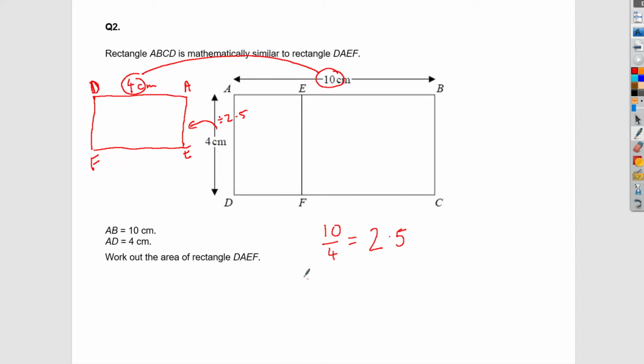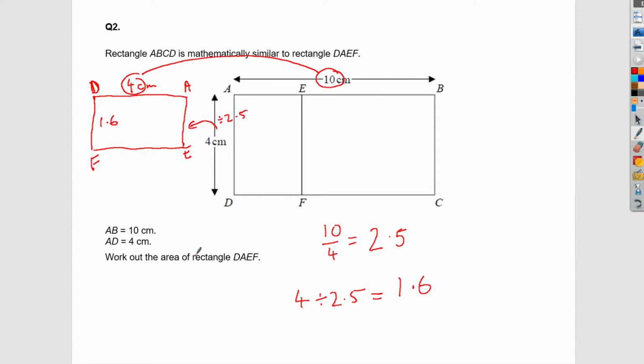Okay, you can use your calculator if you want. Just do 4 shared by 2.5 to get the side of AE or DF. So if we just do 4 shared by 2.5, you'll get 1.6. So this side here is 1.6, and it's 1.6 by 4. Okay, this one's 4 by 10.